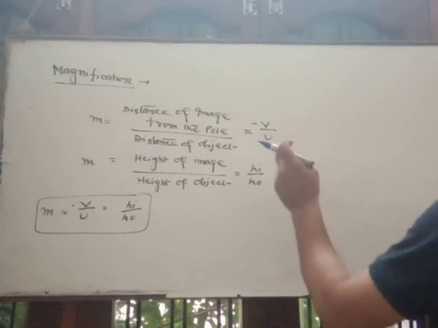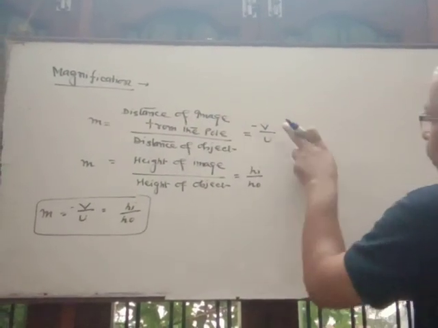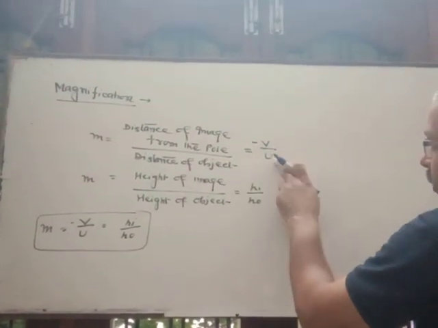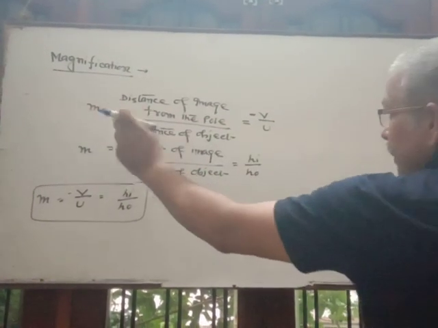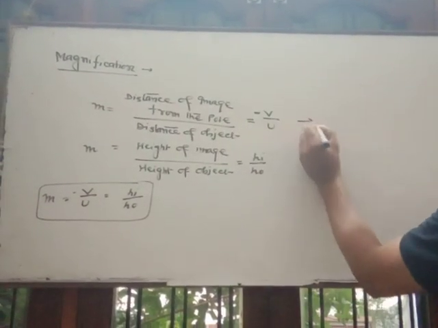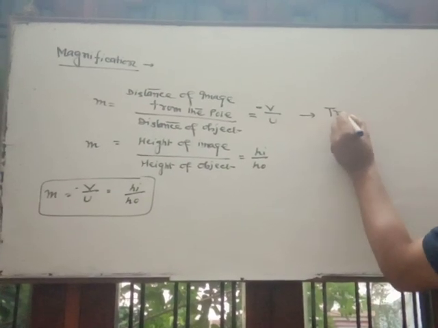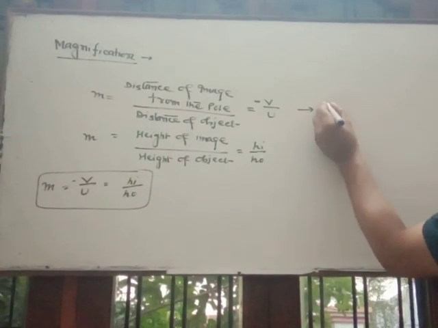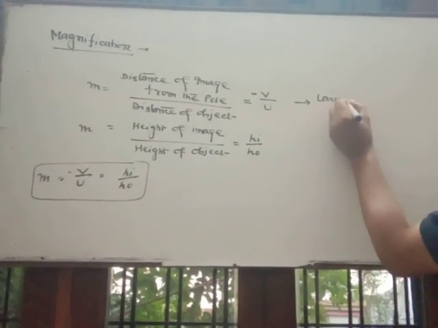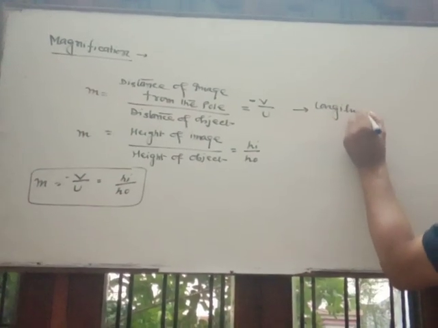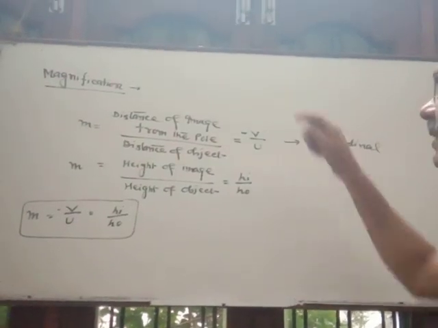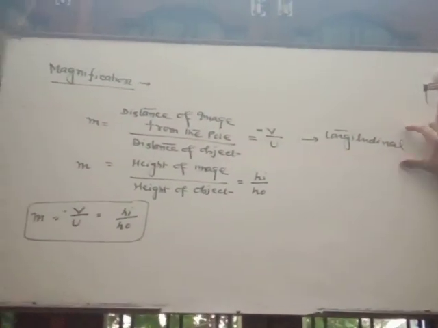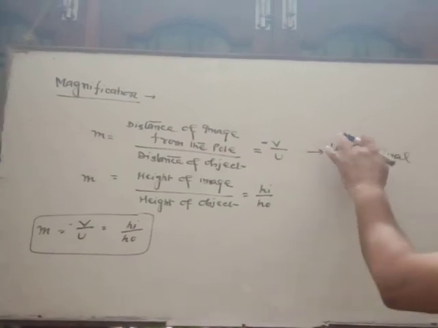Actually, distance of image is denoted by v and distance of object is denoted by u. By sign convention this sign is negative, and this type of magnification is called longitudinal magnification. Longitudinal magnification means magnification in terms of distance of image and distance of object.